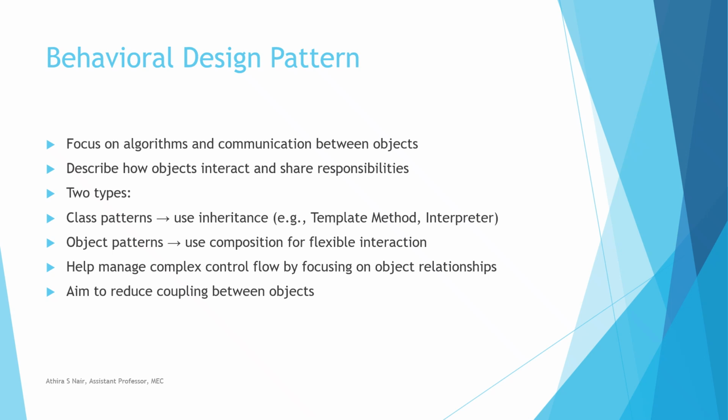These patterns characterize complex control flow that is difficult to follow at runtime. Behavioral class patterns use inheritance to distribute behavior between classes, and behavioral object patterns use object composition rather than inheritance. These help to manage complex control flow by focusing on object relationships, and they also reduce coupling between objects.